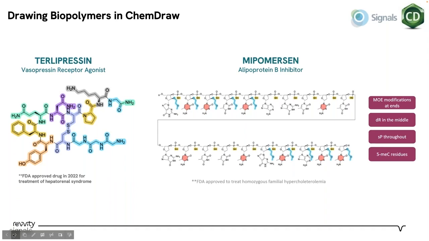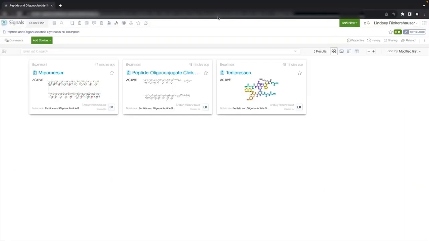So we have methoxyethyl ribose modifications at the beginning and the end of this 20-mer oligonucleotide. We also have a thiophosphate throughout the entire backbone. We have deoxyribose in the middle 10 nucleotides of this sequence, and then all the cytidine residues are modified to 5-methylcytidine. So I'd like to show you guys in real time how we would realistically do this in the HELM editor. So with that, I'm going to go ahead and jump into Signals.